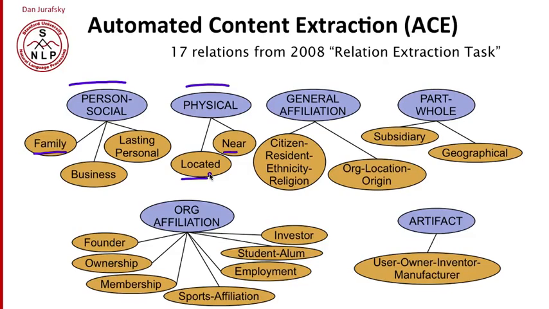Or affiliation with some organization. I might be the founder of an organization or the owner or some member of an organization. Or I might be the creator of some artifact, the manufacturer or inventor of an artifact. Or I might be a corporate subsidiary, or I might be a geographical subpart of some other entity. So these are all the kinds of relations that are in ACE.